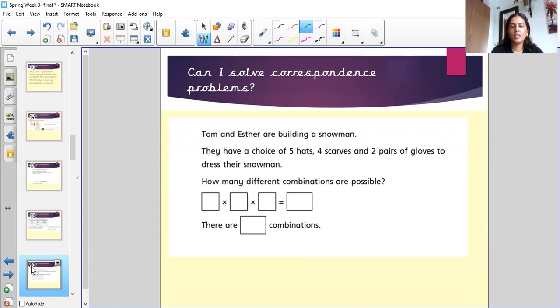And Tom and Esther are building a snowman. They have a choice of 5 hats, 4 scarves, and 2 pairs of gloves to dress their snowman. How many different combinations are possible?